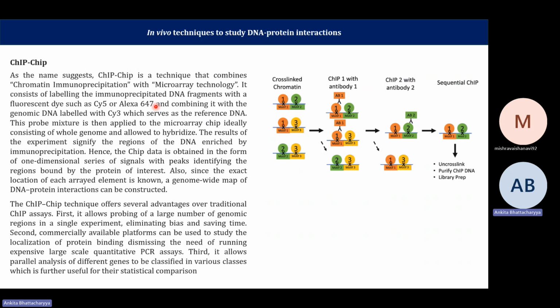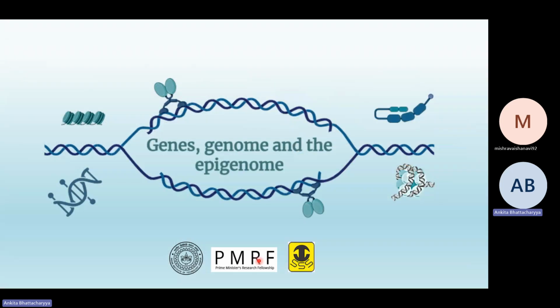It has advantages. Like in ChIP-on-chip, you can actually probe a large number of genomic loci at the same time in the same experiment, which helps you to eliminate bias and save time. Secondly, you can also use publicly available data sets to study this. And thirdly, you can analyze multiple genes at the same time in many different classes and then carry out their statistical comparison. So yeah, I think that's where we ended.